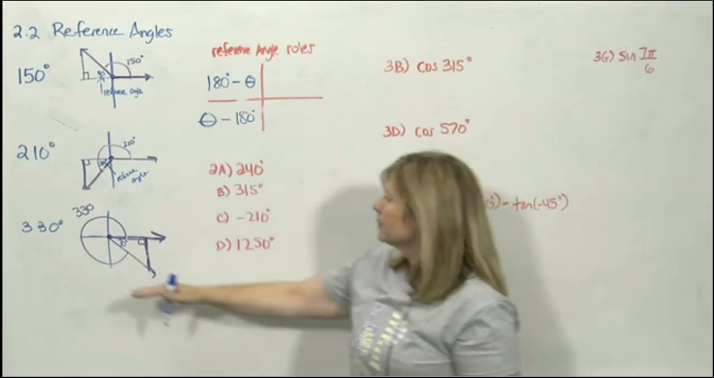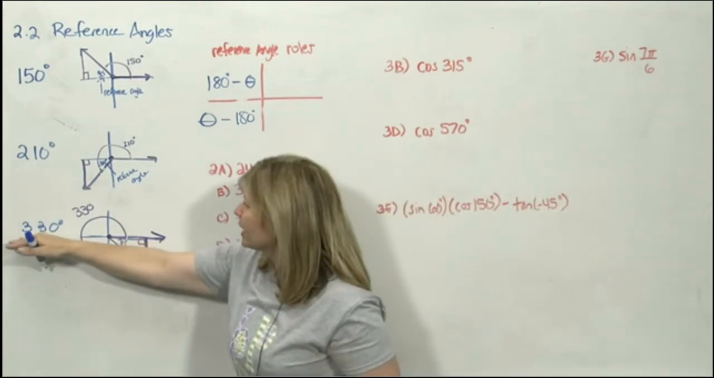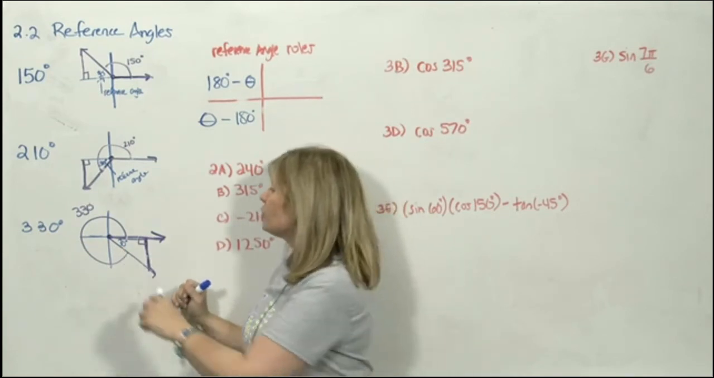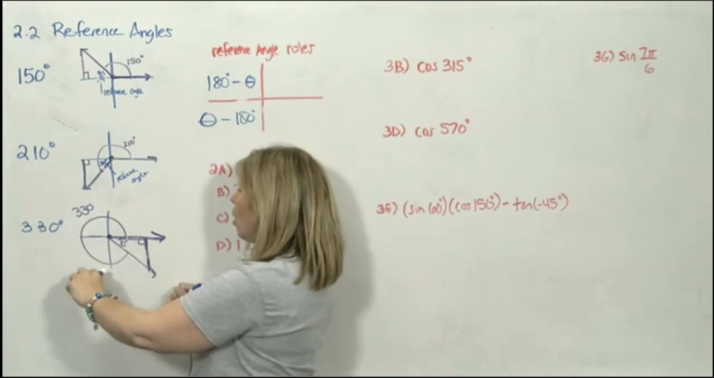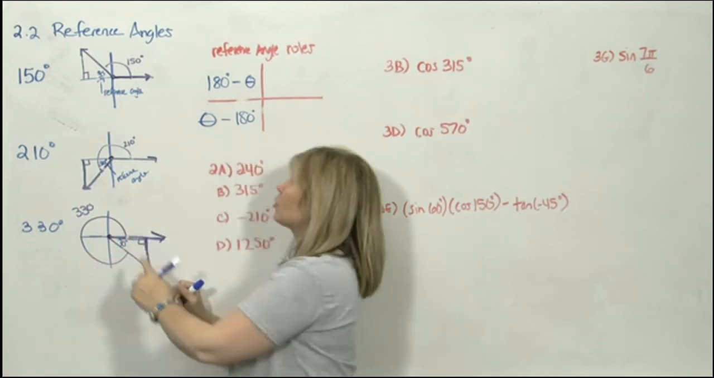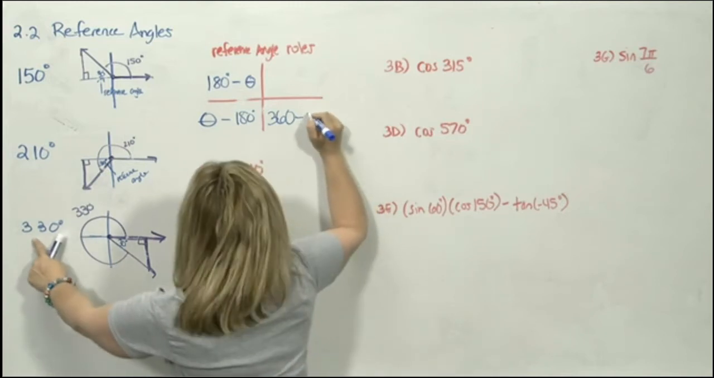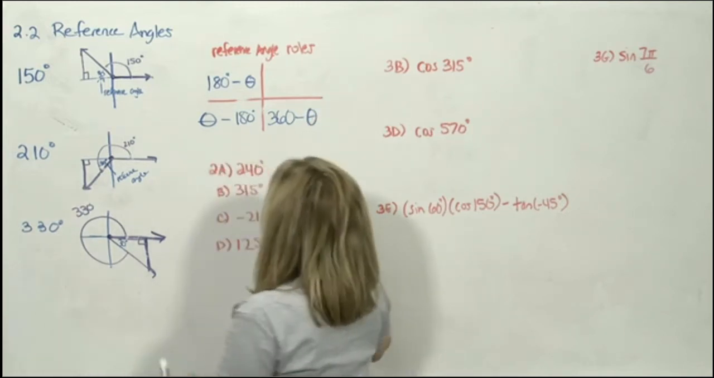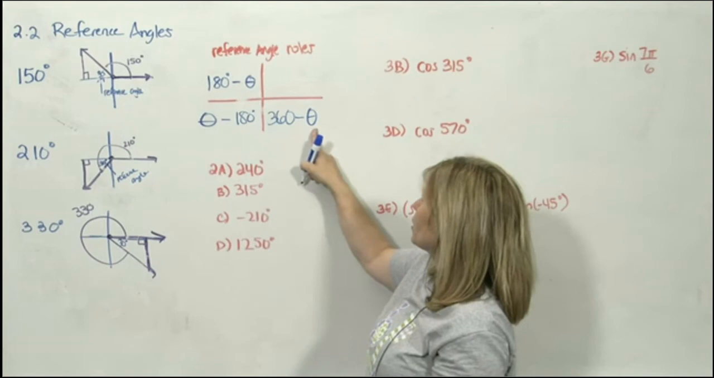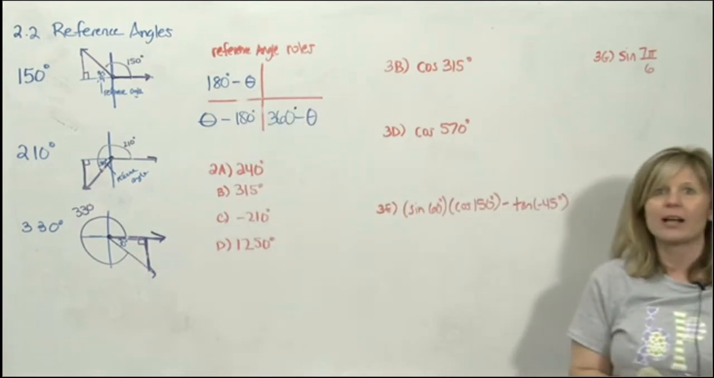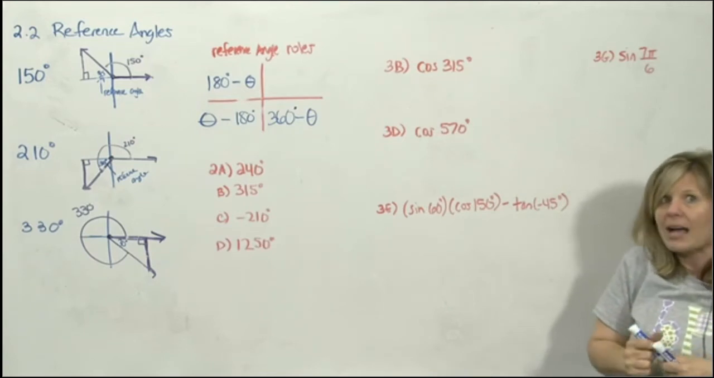All right, look here. We had 330, and we got the reference angle of 30. How did we do that? Because we said if we went all the way around, it would have been how many degrees? 360. And if we subtract the angle I gave you, 330, 360 minus 330 would be 30. These are your reference angle rules. You need to memorize them.